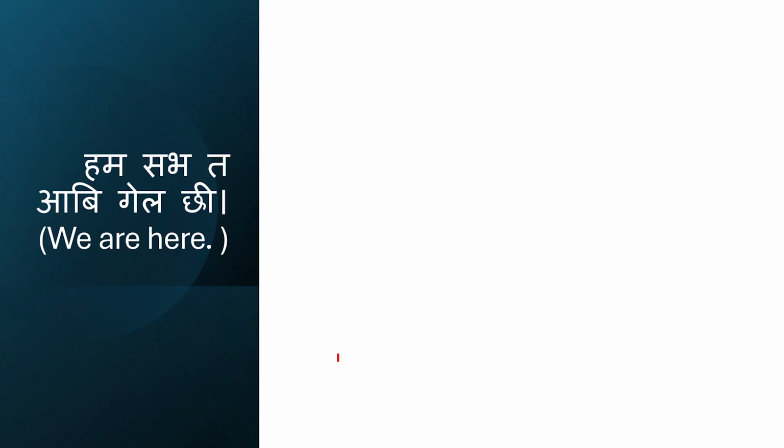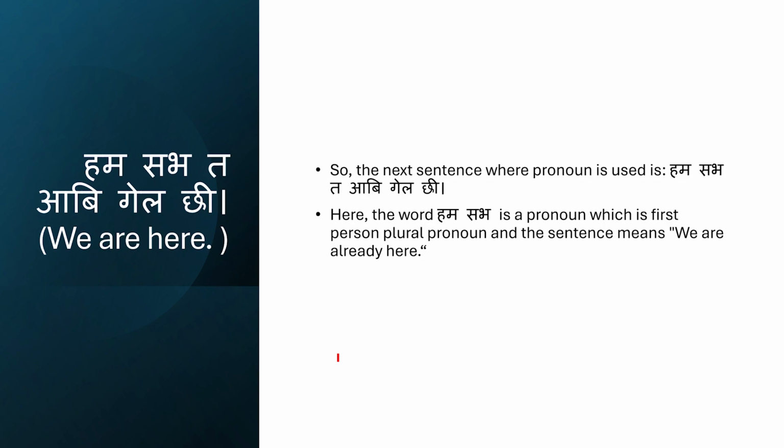So, next sentence that we have is ham sab Abigail chi. Here the word ham sab is a pronoun which is first person plural pronoun and the sentence means we are already here.